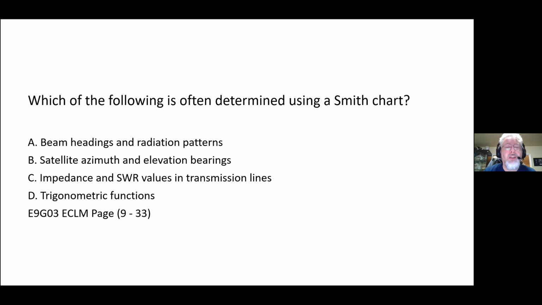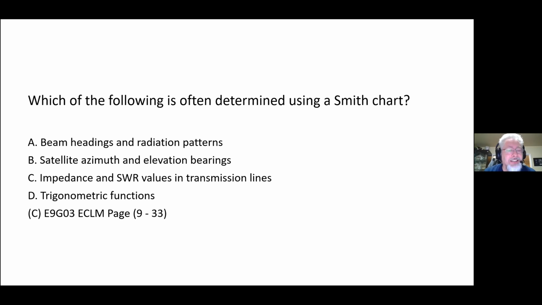Which of the following is often determined using a Smith chart? A, beam headings and radiation patterns. B, satellite azimuth and elevation bearings. C, impedance and SWR values in transmission lines. Or D, trigonometric functions. Charlie. That's correct. Impedance and SWR values in transmission lines.